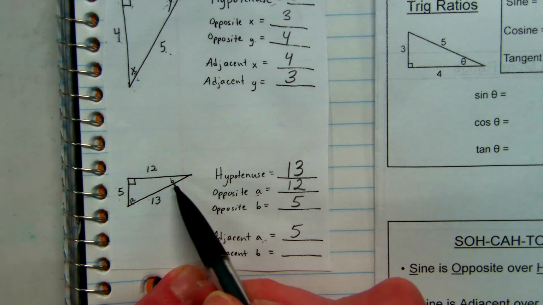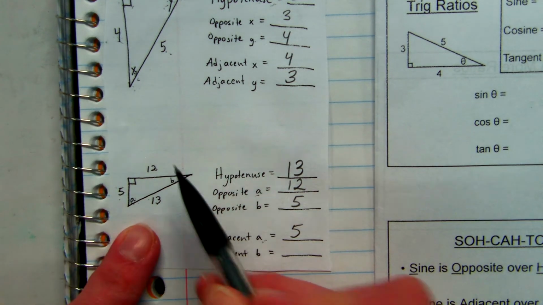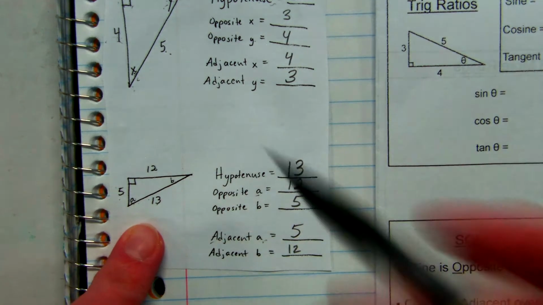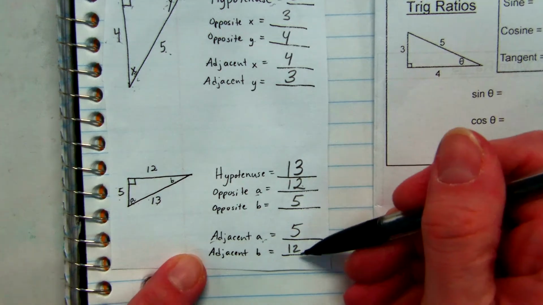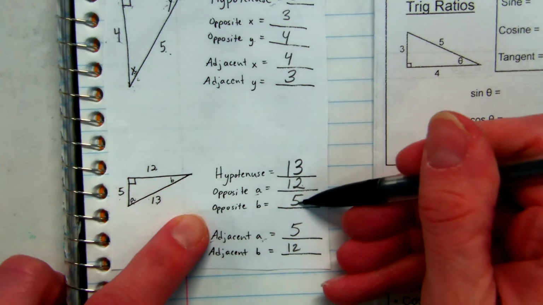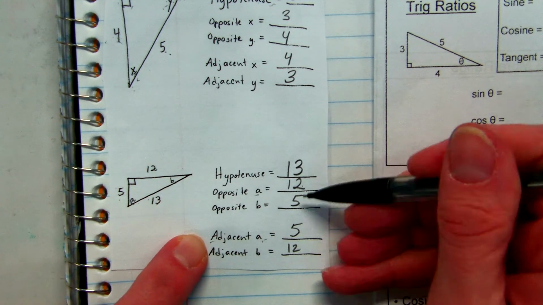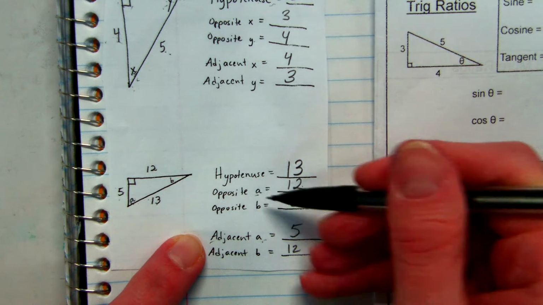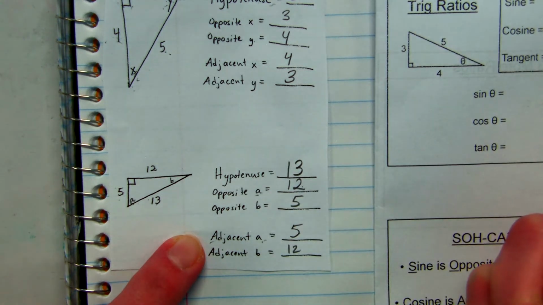So adjacent for B would be which side? 12. So it's interesting to see that the opposite for A is the adjacent for B. The opposite for B is the adjacent for A. So you do use both of them twice, but only once per angle.